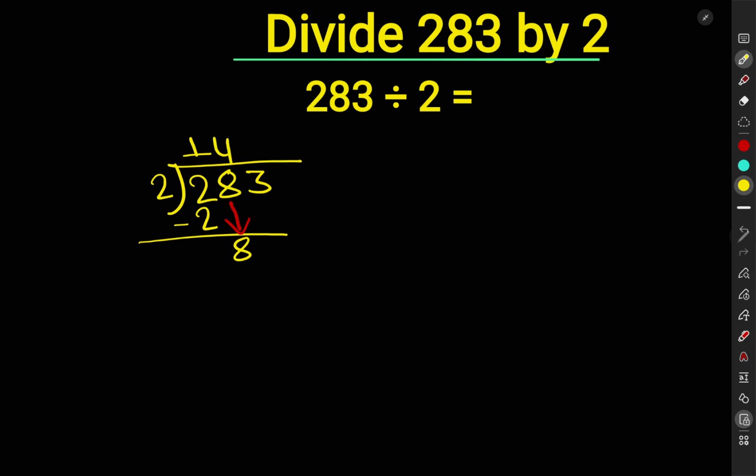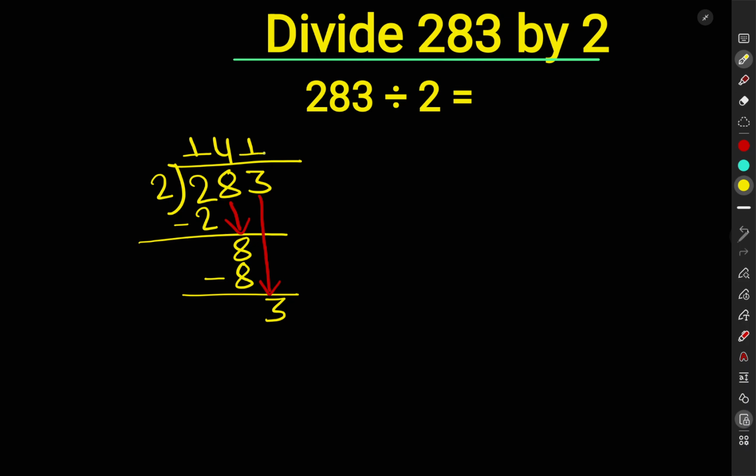So 2 times 4 means 8. On subtracting we get 0. So now again we put down the number beside this, 3, and we remove this 0.